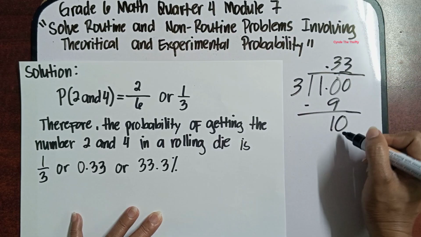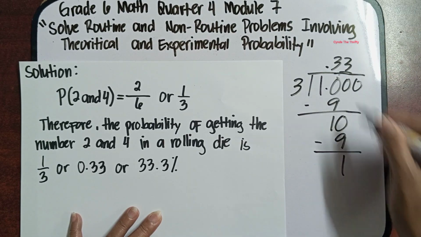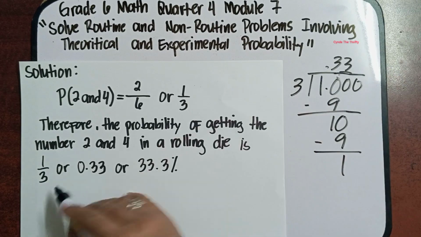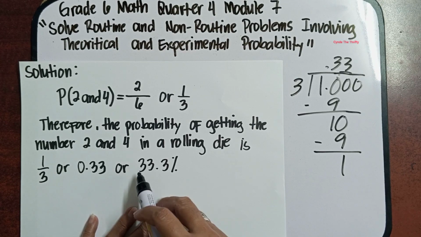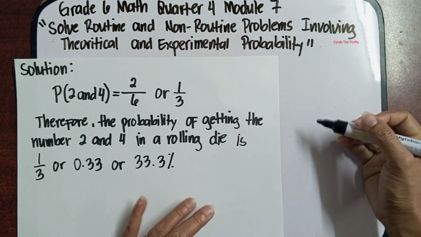3 times 3 is equal to 9. Subtract 1, dagdag 0. So paulit-ulit lang tayo. Basta ang sagot natin is magiging 0.3333 siya. Kaya naging ang ating decimal is 0.33 or ang ating percent is 33.3%. Paano siya naging 33.3? I-multiply natin siya sa 100.